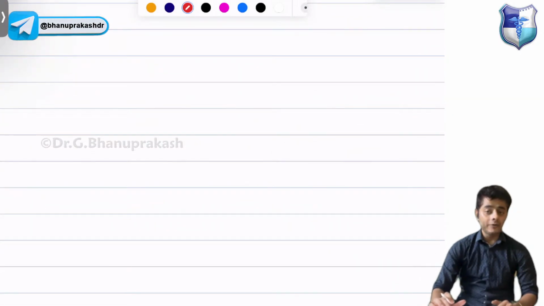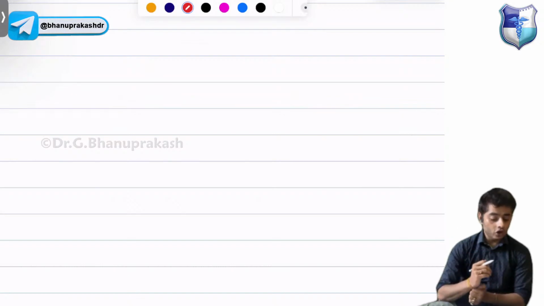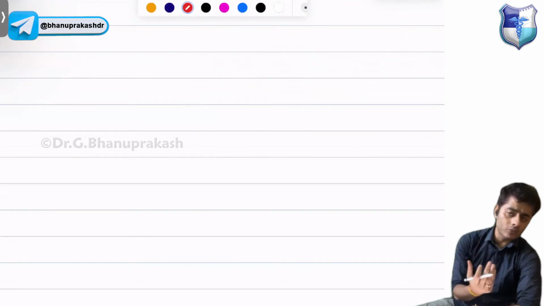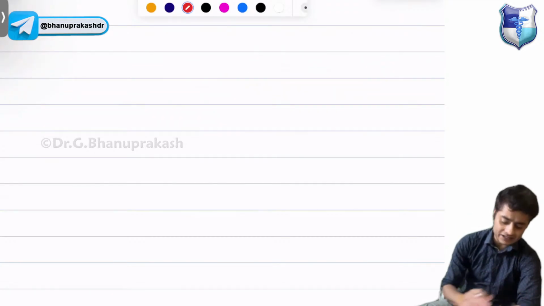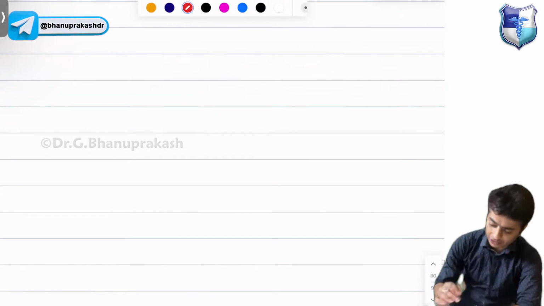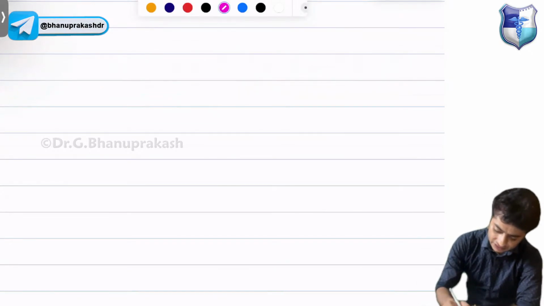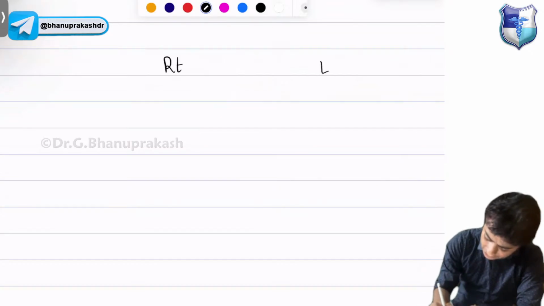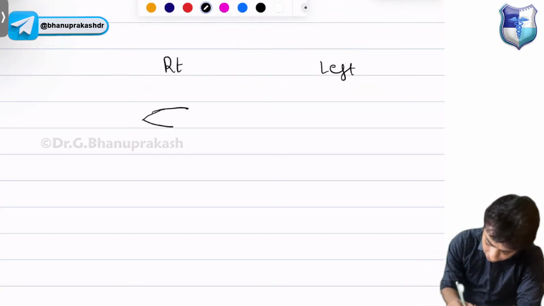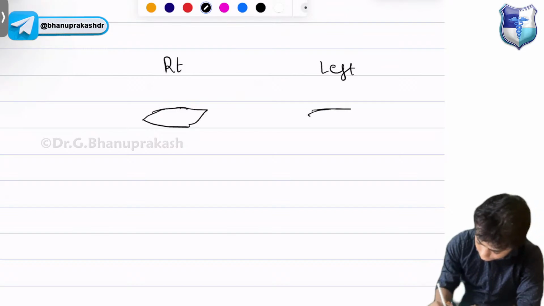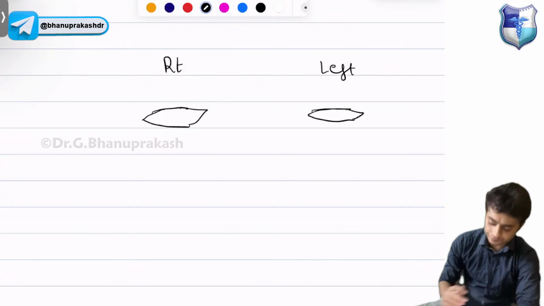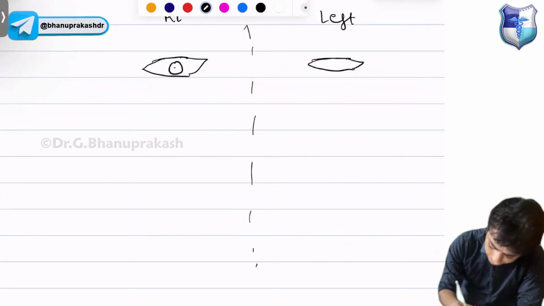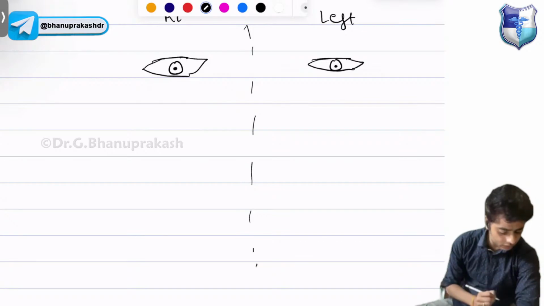Okay, Dheeraj. And eye movements are opposite to the side of rotation. If anyone wants to know more about vestibulo-ocular reflex, he or she can go to my lecture on dizziness and vertigo. Here, I will shortly tell you about that reflex. See, these are your eyes. Suppose this is your right and this is your left, and this is the partition.